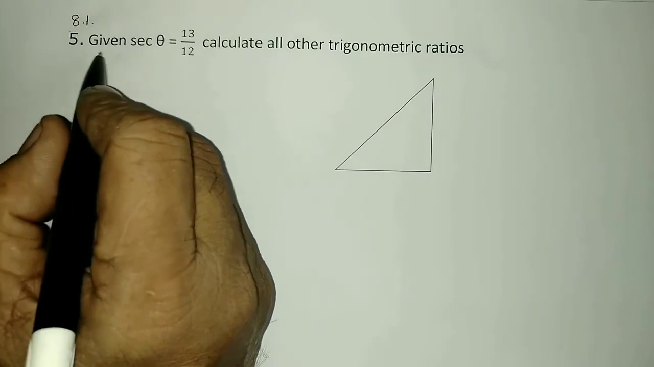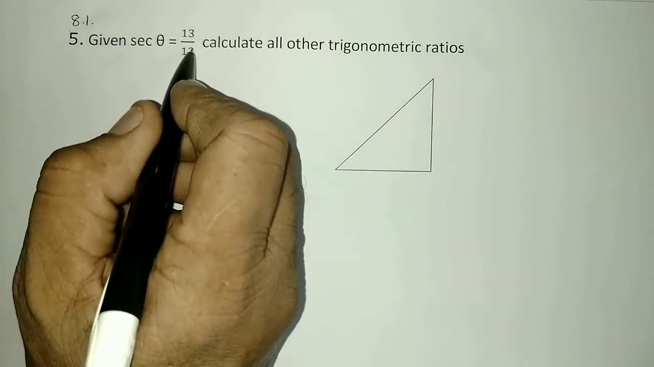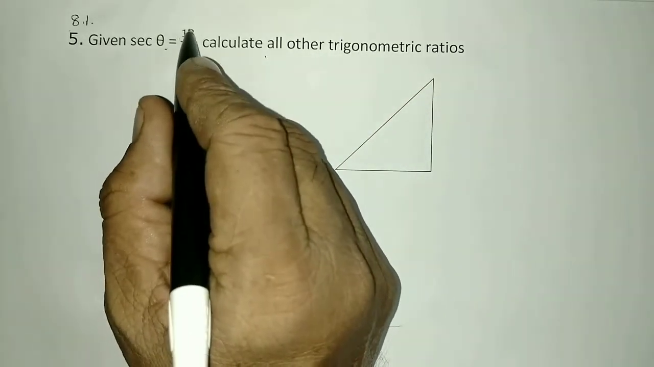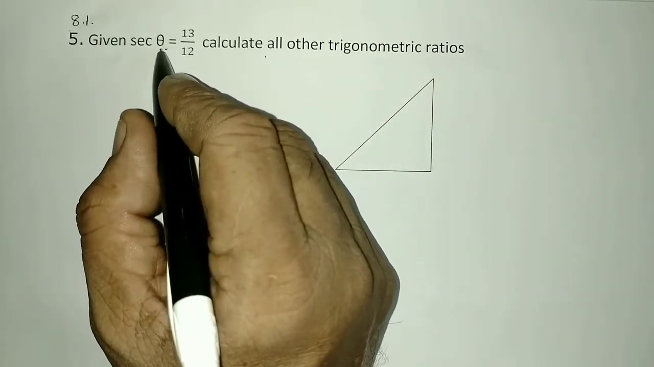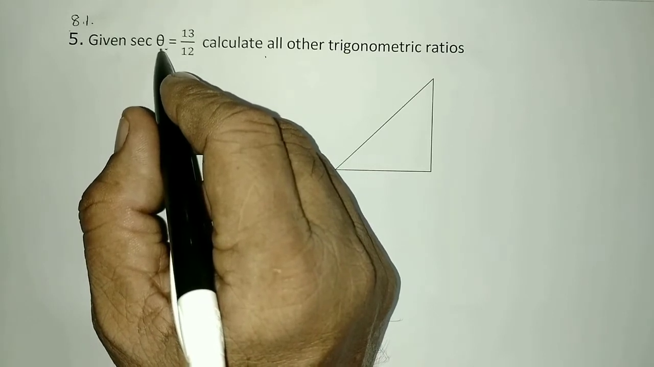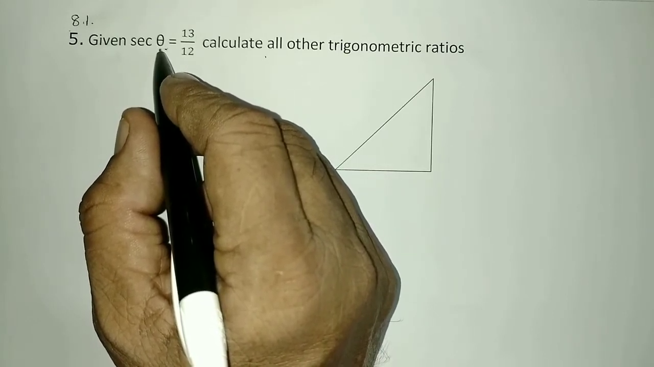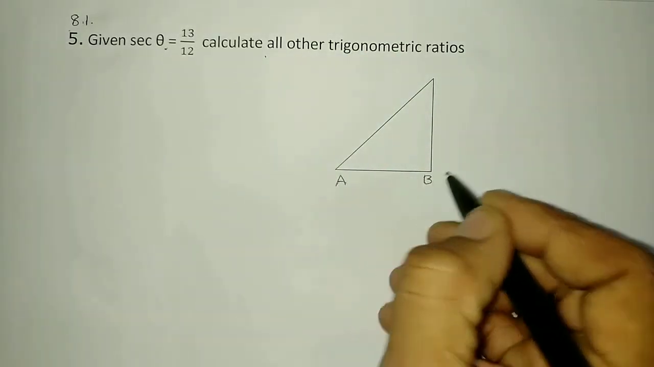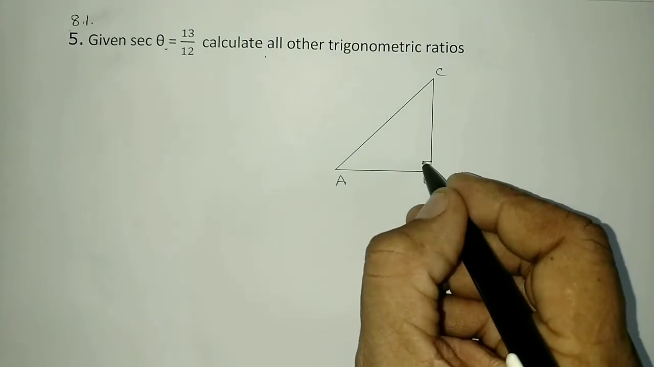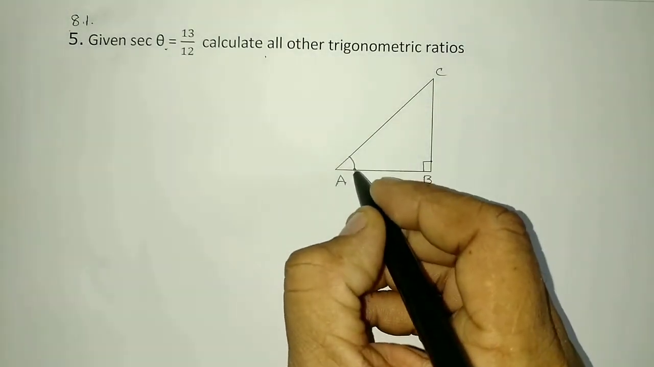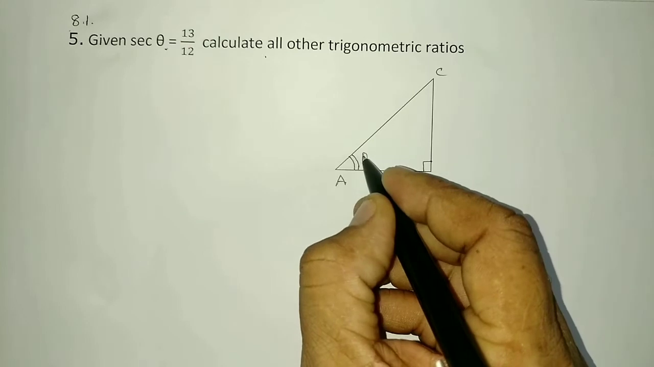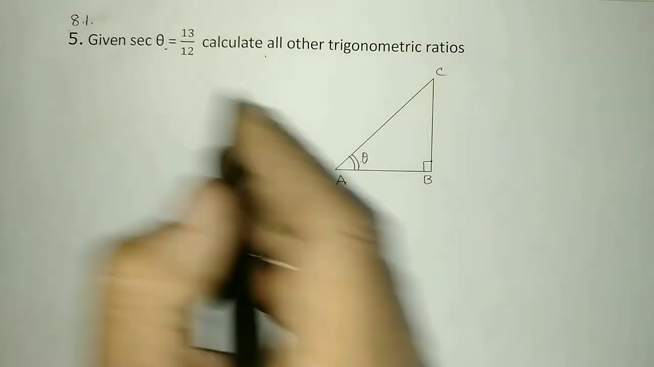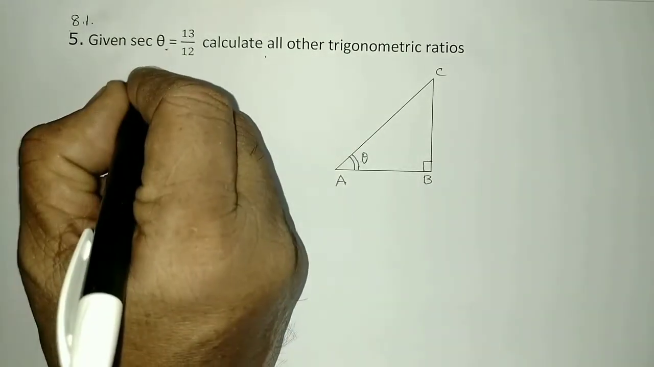8.1, fifth problem. Given secant theta equal to 13 by 12, calculate all other trigonometric ratios. Secant theta equal to 13 by 12 given. Secant theta means hypotenuse by adjacent side to angle theta. First, we have to draw a right angle triangle ABC in which angle B equal to 90. Let angle A be theta, where theta is an acute angle here.